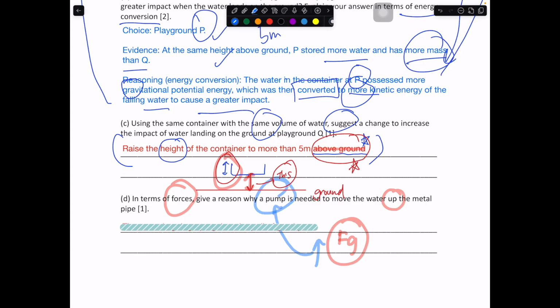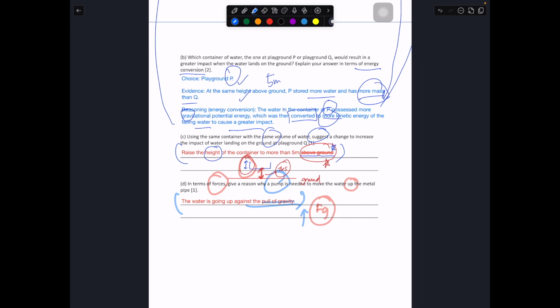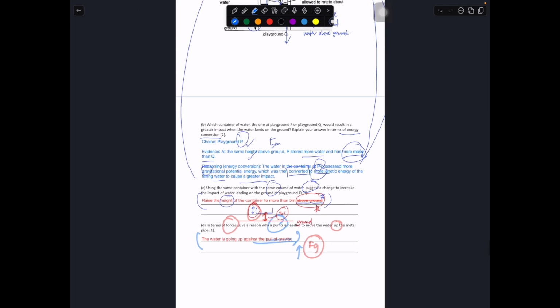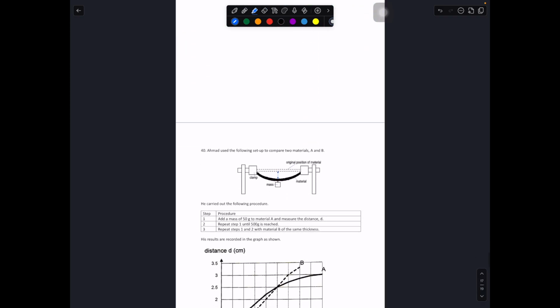The pump will allow you to move the water up against the pull of gravity. So the water is going against the pull of gravity. That's why a pump is needed, at least for this case. So this will be the core idea: the water is moving against the pull of gravity as you are moving upwards. This is more on forces as well as energy. So let's move on to this part.